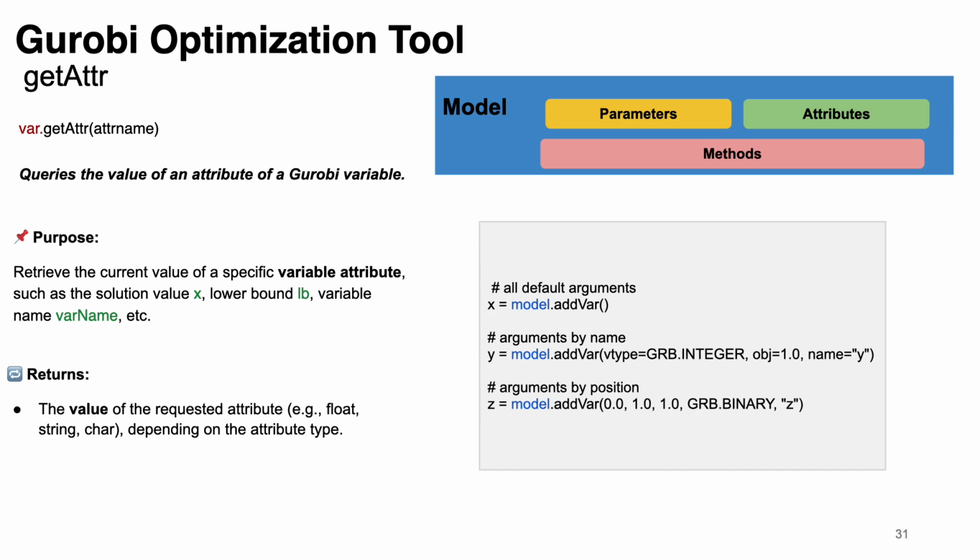Continuing with the Var class, we look at the methods used to interact with these variables programmatically. The first is getAttr. This method allows you to query the value of a specific attribute of a Gurobi variable. For example, after an optimization run, you might want to retrieve the solution value X, or check the variable's lower bound or name. You simply call var.getAttr and pass the attribute name. This is particularly useful when you are iterating through a large list of variables and need to extract their final states to build a business report.